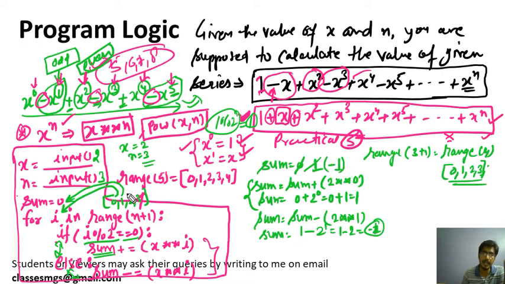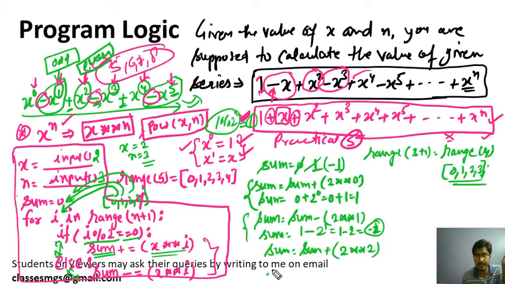Okay, now again the i value will become 2. Then 2 % 2 is 0. So sum equals sum plus x double star 2, where x is 2. The sum value is already minus 1. Minus 1 plus 2 raised to power 2, that is minus 1 plus 4, that will be 3. So the sum value will become 3 here.